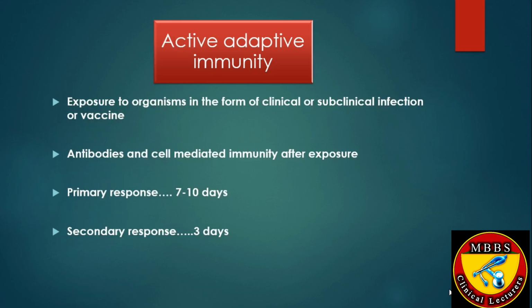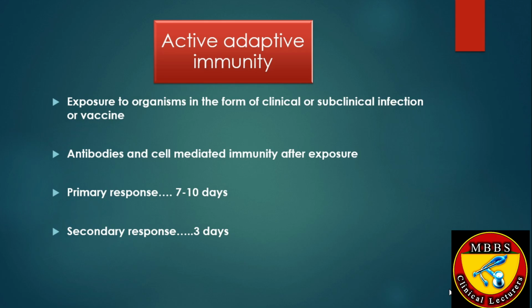Active adaptive immunity is established whenever there is an exposure to the organisms in the form of clinical infection, where a microbe, any bacterium, virus or fungal pathogen comes into the body and the body undergoes a full-bloom infection, or there may be a subclinical infection, meaning infection without symptoms. The third possibility to develop active adaptive immunity is to give the vaccine of that disease. So antibodies are formed against those invaders.